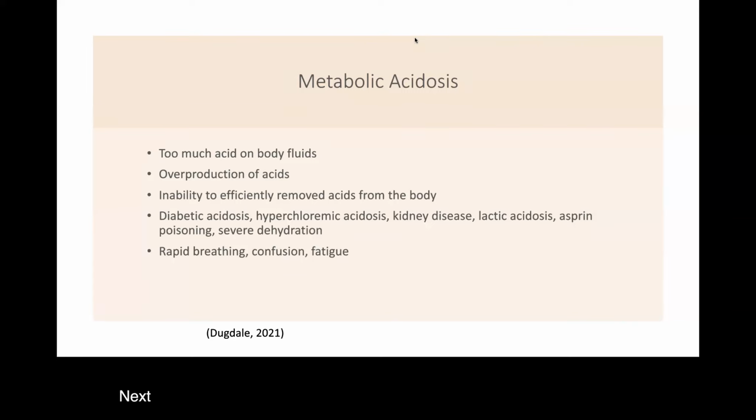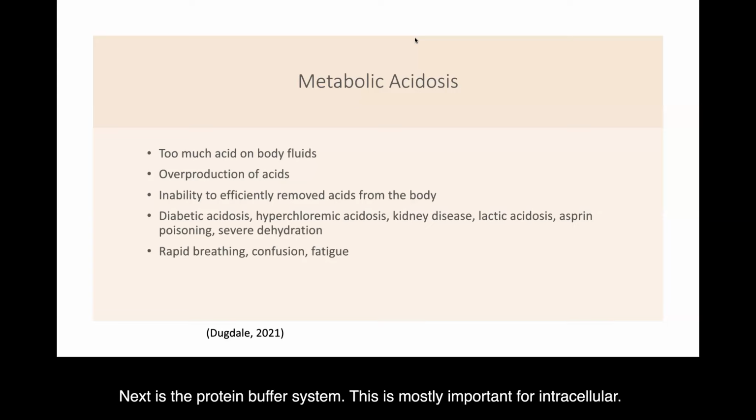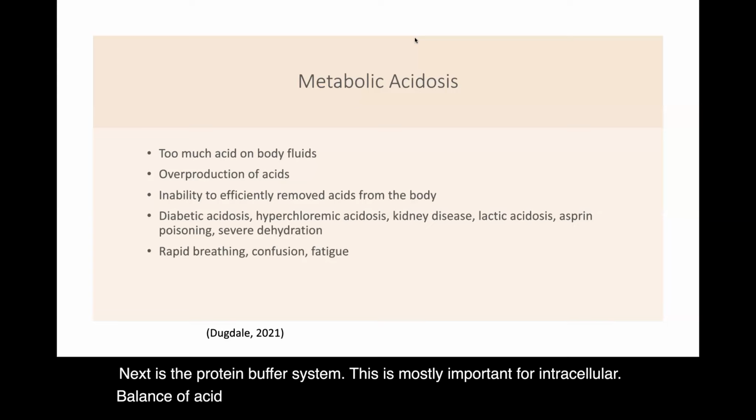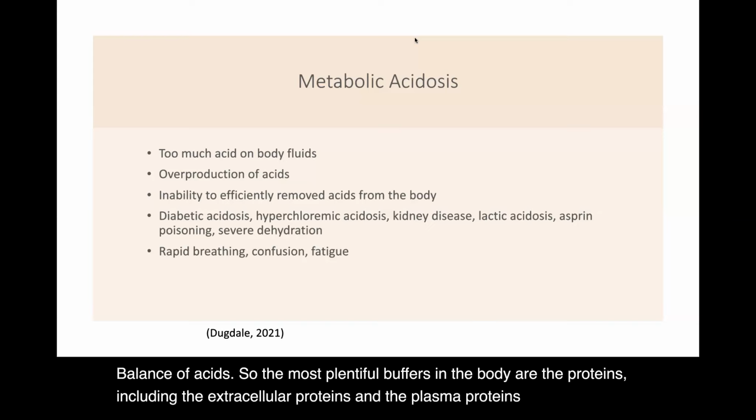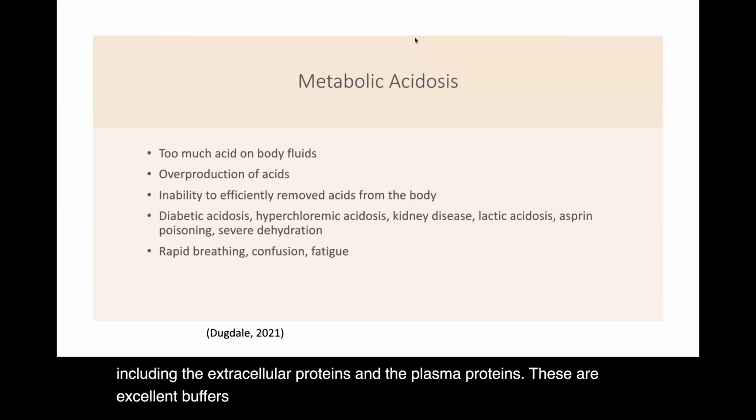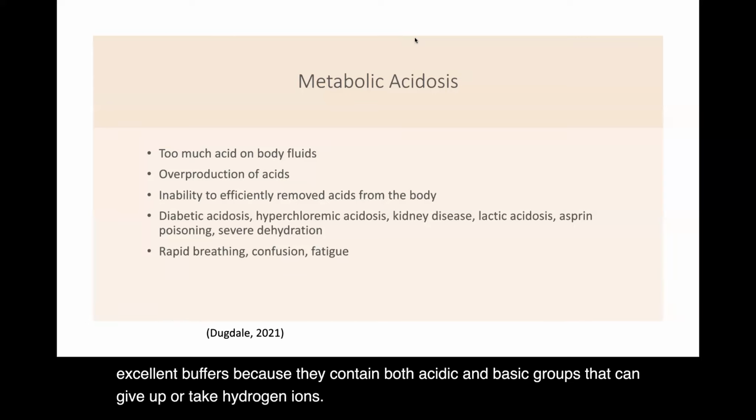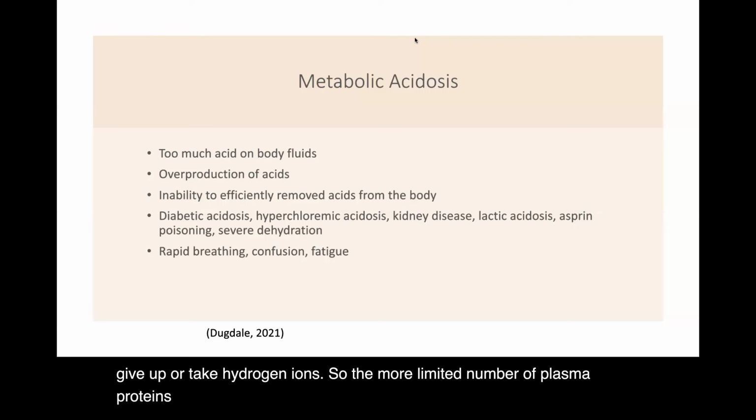Next is the protein buffer system. This is mostly important for intracellular balance of acids. The most plentiful buffers in the body are the proteins, including the intracellular proteins and the plasma proteins. These are excellent buffers because they contain both acidic and basic groups that can give up or take hydrogen ions. So the more limited number of plasma proteins reinforces the H2CO3, HCO3 negative system in extracellular buffering.